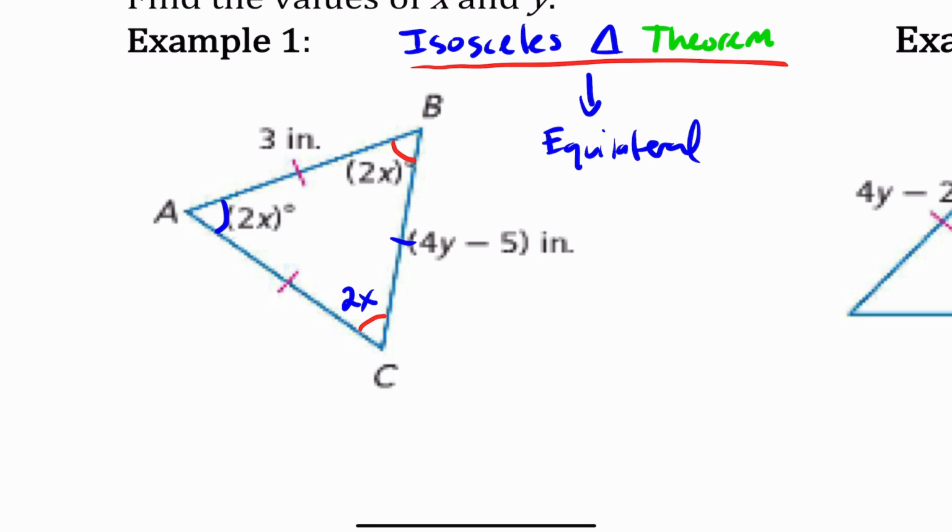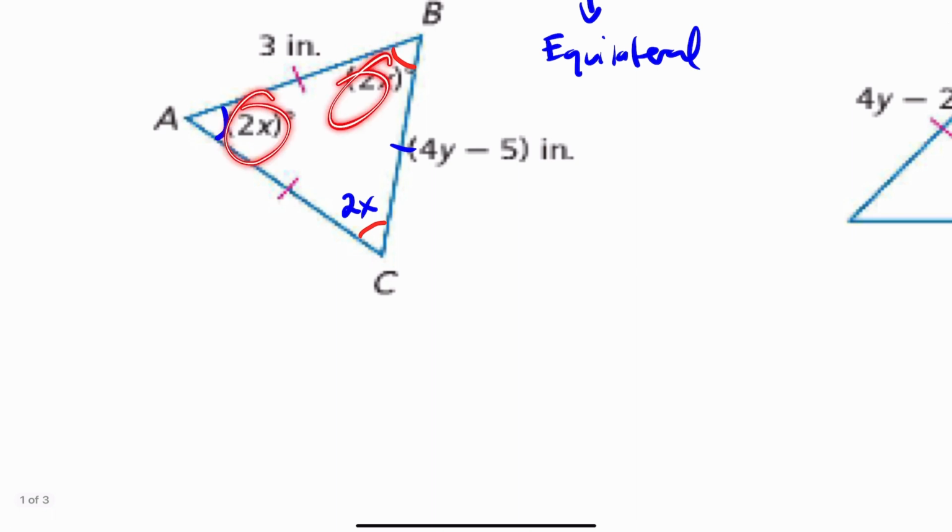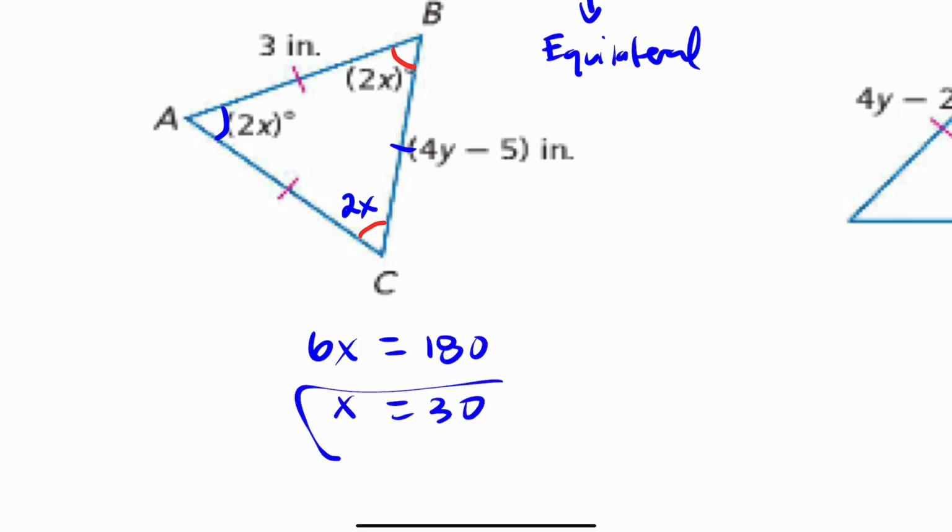If I look at all these angles here, these are the interior angles of a triangle. The sum of the interior angles of a triangle is 180. So 2x plus 2x plus 2x gives me 6x, and I set that equal to 180. Solving for x gives me 30. So x is equal to 30.